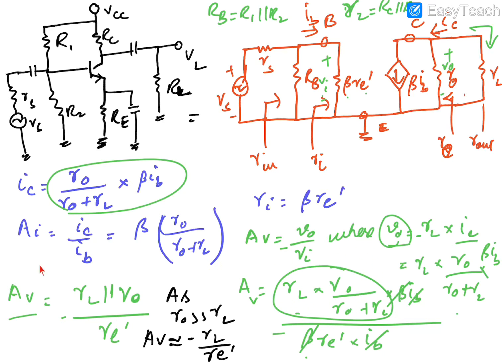So AV is equal to minus RL parallel with R naught divided by RE dash, and as the value of R naught is much greater than RL, this parallel combination will be approximately equal to the smallest value, which is RL. So AV will be equal to minus RL over RE dash.